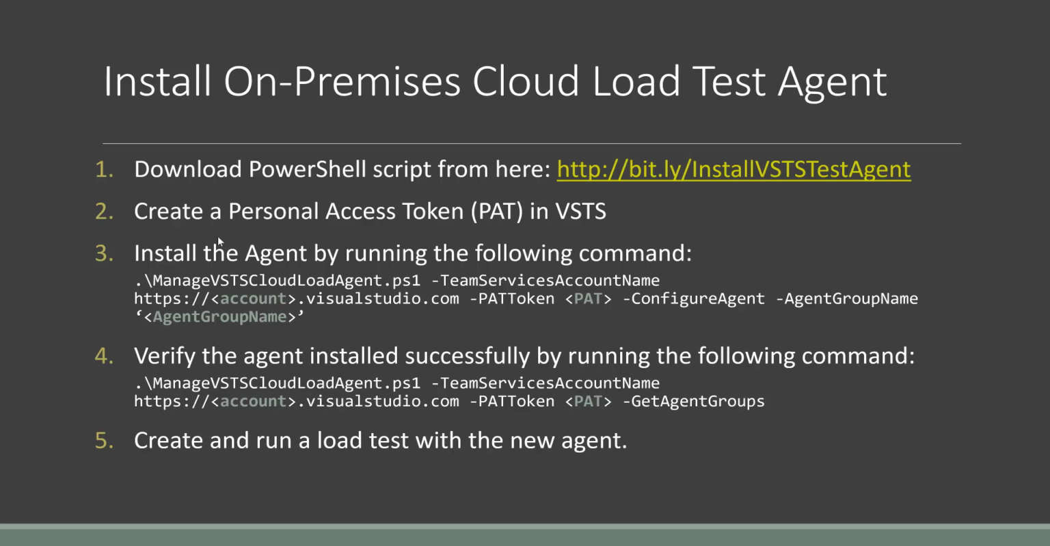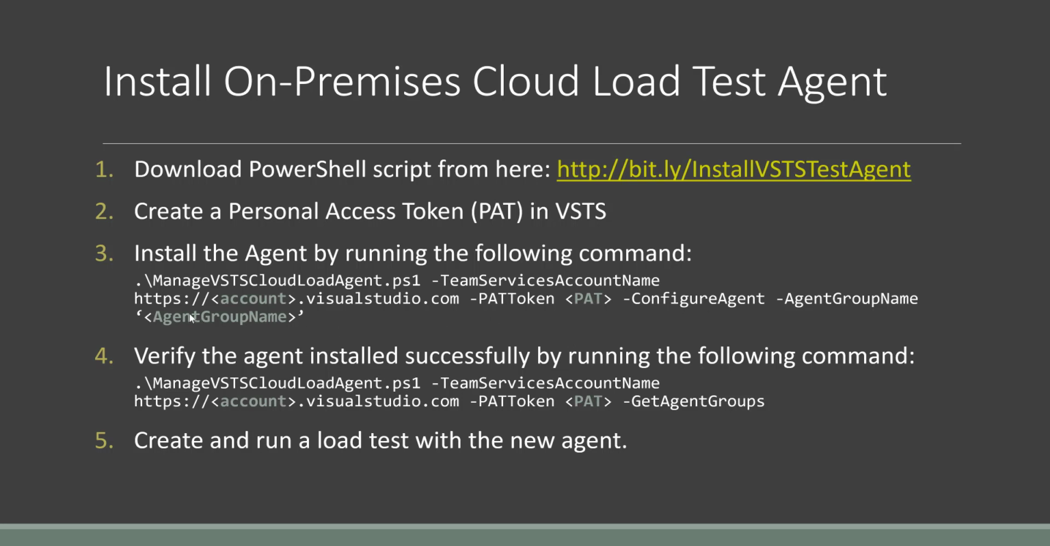Okay, so step one and two is complete. Now we need to install the agent by running the following command. So we have the PowerShell script we downloaded, and a few switches like Team Services account name. So put in the account name you're using. I'm using Moonspace. Put in the PAT that you just created, and then give it an agent group name.